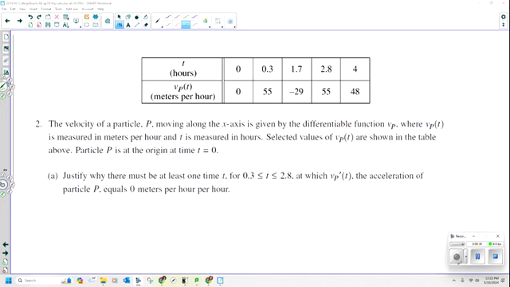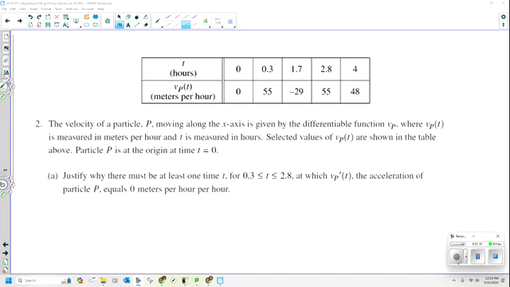Oh man, I love getting tables. I love tables and graphs that are made up of line segments and half circles or quarter circles. They're just so easy. Number 2 states: the velocity of particle P moving along the x-axis is given by the differentiable function Vp, where Vp of t is measured in meters per hour and t is measured in hours. Selected values of Vp of t are shown in the table above. Particle P is at the origin at time t equals 0.